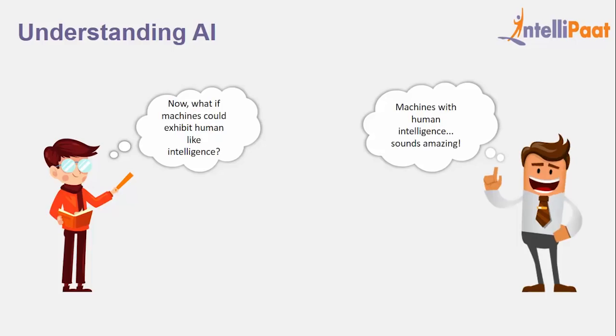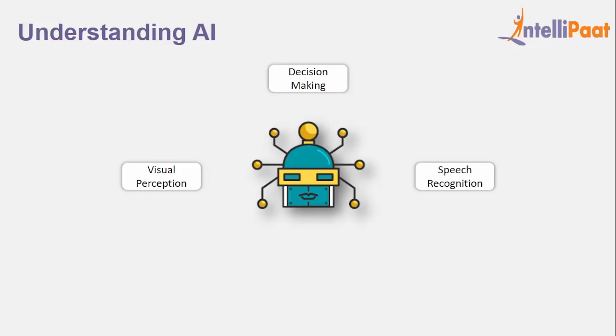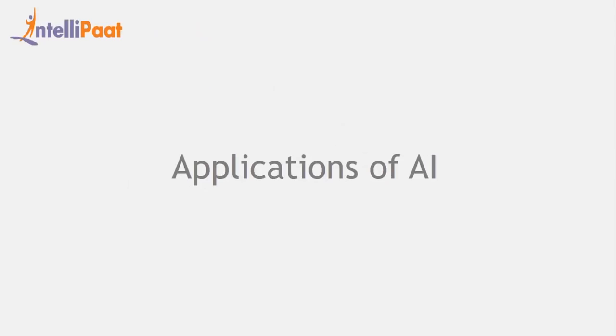Now, Uncle Charlie asks, can machines show human-like intelligence? Machines which can think and learn like humans. Sounds amazing, doesn't it? And this is pretty much the underlying concept of artificial intelligence. So, simply put, artificial intelligence is the field of developing computers which can perform tasks requiring human intelligence. So, now that we've understood what exactly is artificial intelligence, let us look at some of its applications.